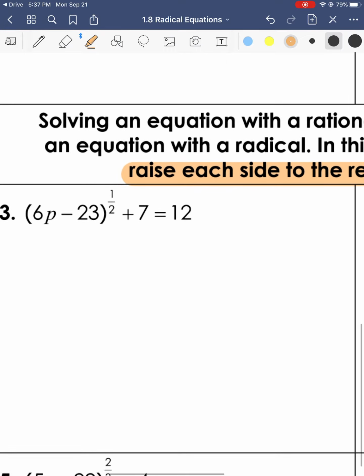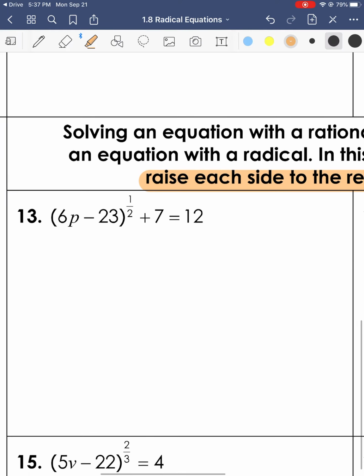So everyone should know what reciprocal means. It's basically a fraction that you flip, right? So we have a fraction here, 1/2. The reciprocal there is 2, right? 2 over 1, or just 2. So first we're going to isolate this power here. So we're going to subtract 7 from both sides.